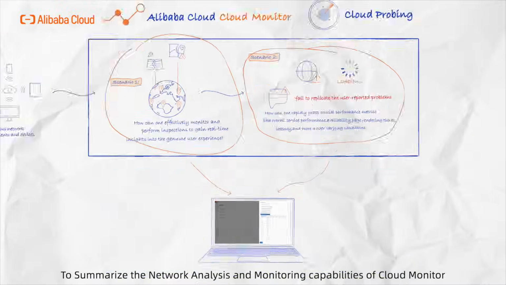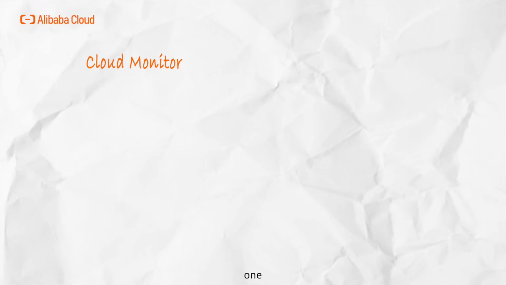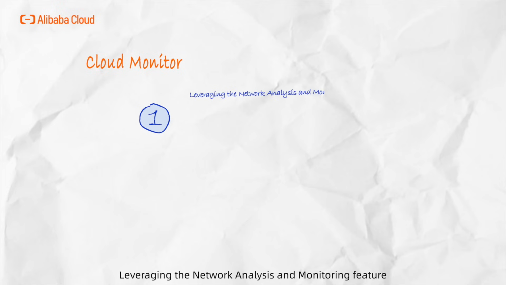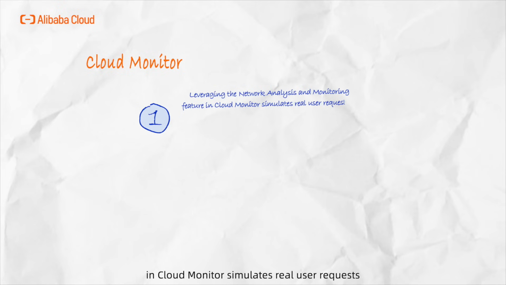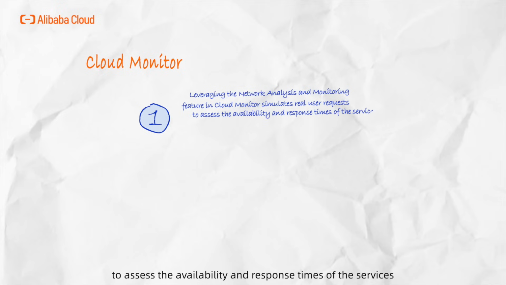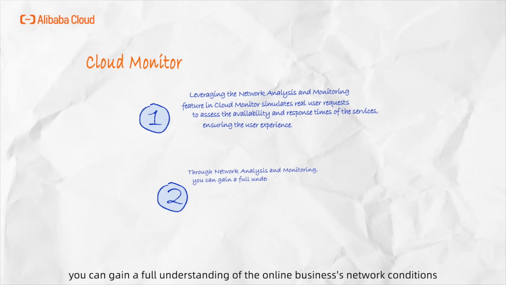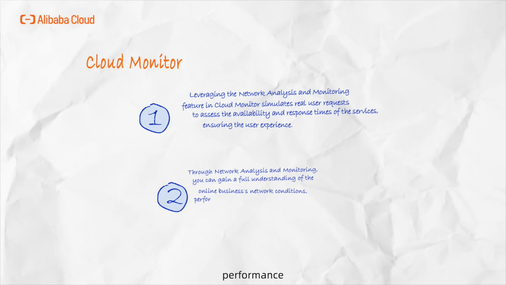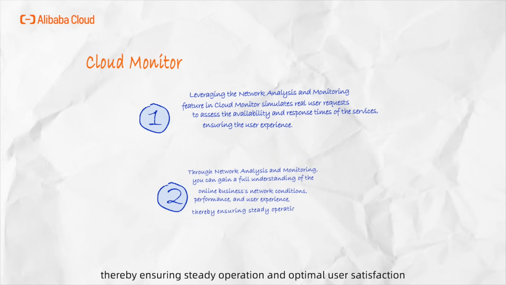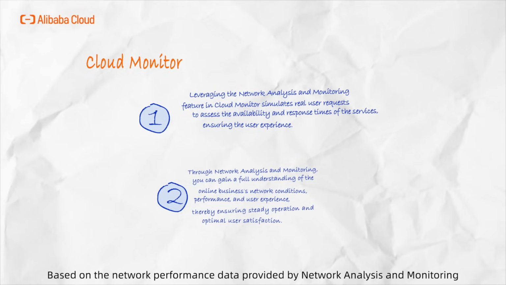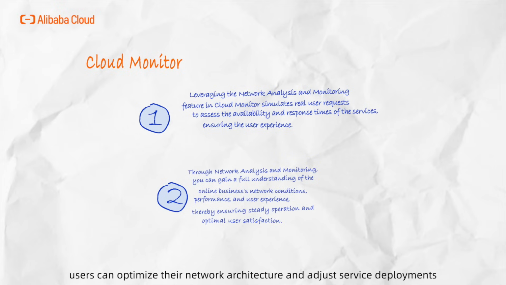To summarize the network analysis and monitoring capabilities of CloudMonitor: 1. Leveraging the network analysis and monitoring feature in CloudMonitor, simulate real user requests to assess the availability and response times of the services, ensuring the user experience. 2. Through network analysis and monitoring, you can gain a full understanding of the online business's network conditions, performance, and user experience, thereby ensuring steady operation and optimal user satisfaction. 3. Based on the network performance data provided by network analysis and monitoring, users can optimize their network architectures and adjust service deployments to enhance both network performance and the overall user experience.